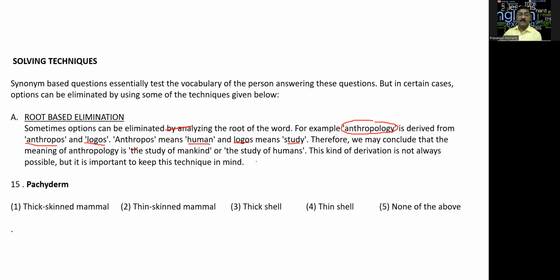So let's look at pachyderm. Pachyderm, again, these are the root words. Pachy is thick or rough, and derm is skin. So that's why it is a thick-skinned mammal. Elephants are known as pachyderms, right? Animals are known as pachyderms. Fine. So we will be discussing many more such words.